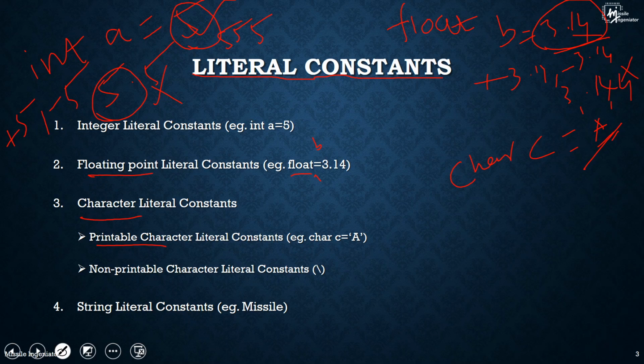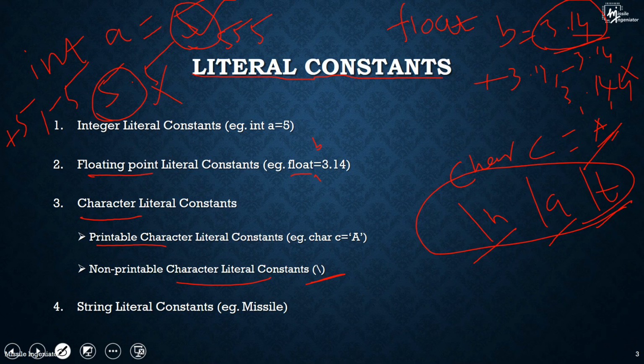But if you use any \n, like I explained in one tutorial video about escape sequences, where we have \n, \a and \t. This \n represents a new line, \a is for alert, and \t is for tab. If you give any of these with a backslash, this will not be printed. So these are non-printable character literal constants. And the last thing is a string literal constant.